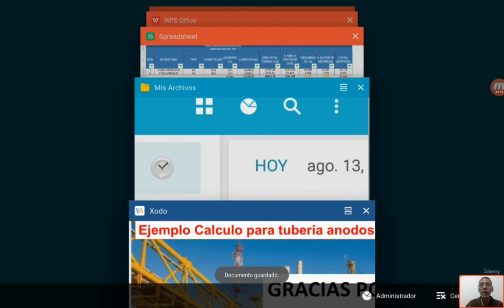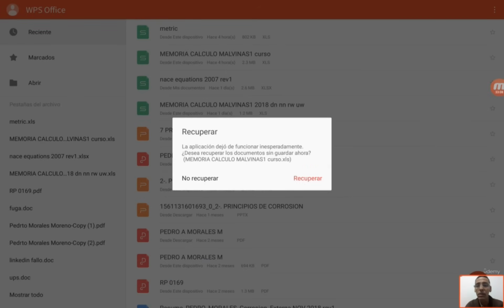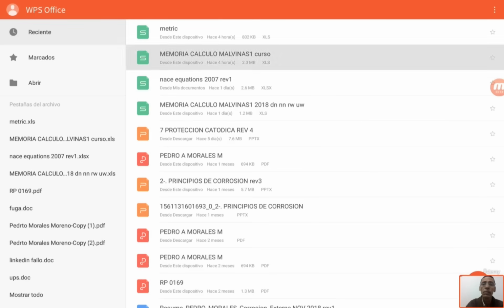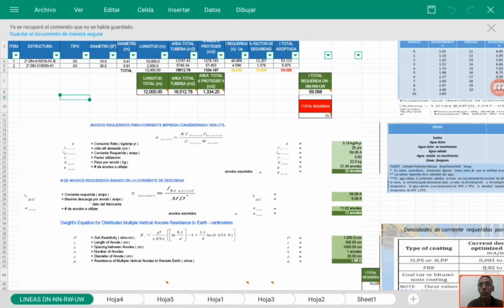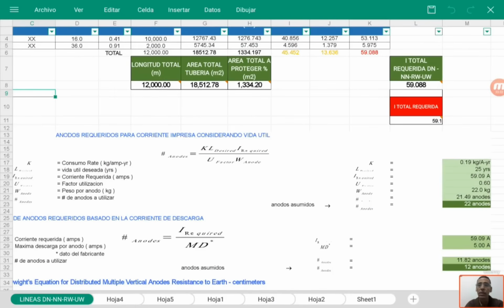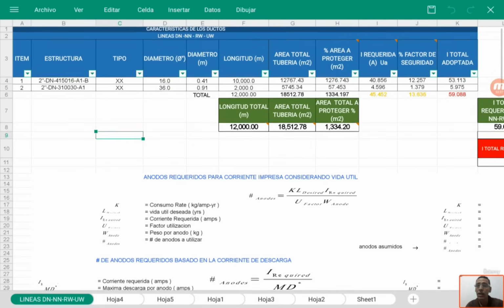Now let's move on to the example I mentioned with the spreadsheet. Normally, folks, when we're doing our calculations, we always start by calculating the surface area. That's the first calculation we make in our design considerations. Pay attention in this case, I want you to focus. These are the diameters, these are the lengths, and these are the total areas. This percentage, the area to be protected, the required current, the safety factor we include, and finally, this is the adopted current. In this case, this is a 16-inch pipe with a length of 10 kilometers, and it requires 53 amperes.